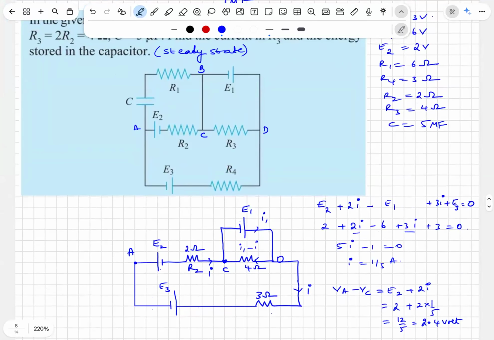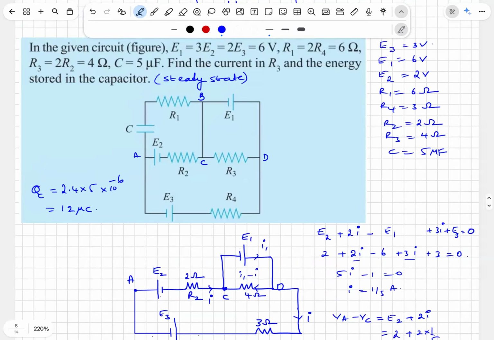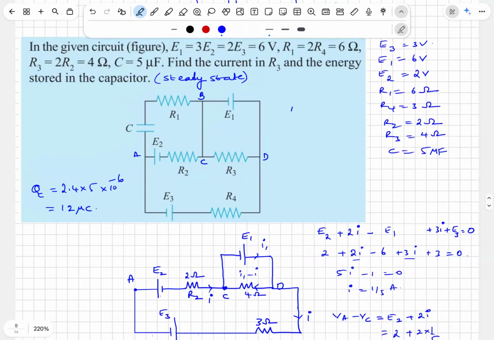That is the same thing across the capacitor. So what is the charge in the capacitor? 2.4 into 5 into 10 power minus 6, that is 12 microcoulomb. And what is the current in R3? It is simply E1 by R3. E1 is 6, R3 is 4, so 1.5 amps.